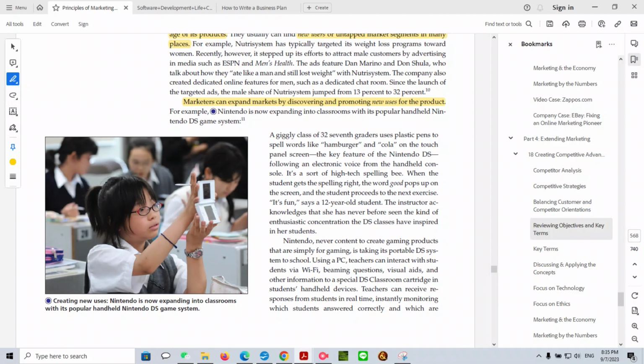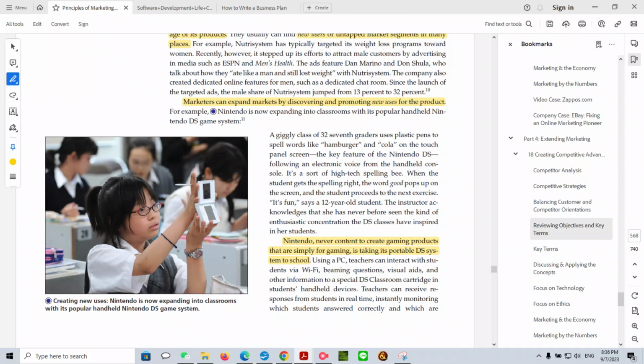Nintendo never was content with creating gaming products that are simply for gaming, but also uses the portable DS system for school. Using a PC, teachers can interact with students via Wi-Fi, beaming questions, visual aids, and other information to a special DS classroom cartridge in students' handheld devices. So here you see they're targeting education. That's a positioning they didn't do before.